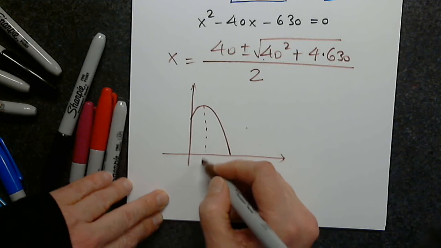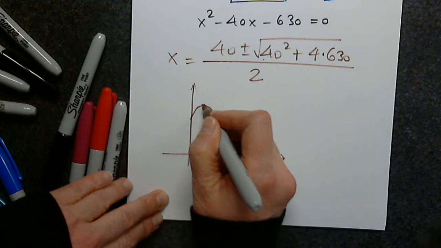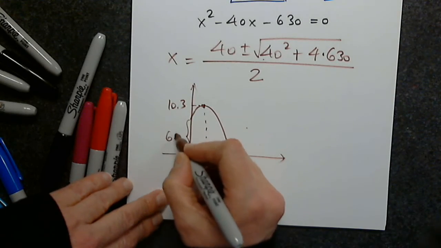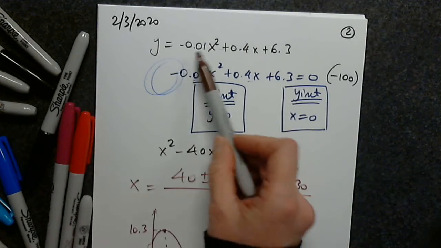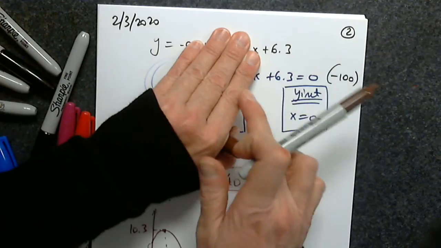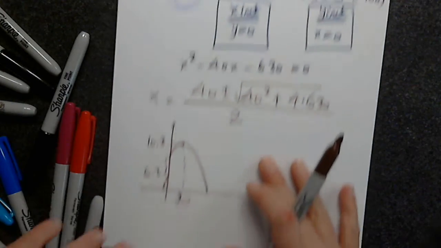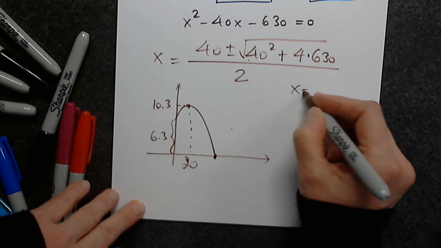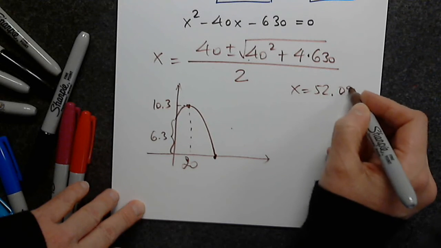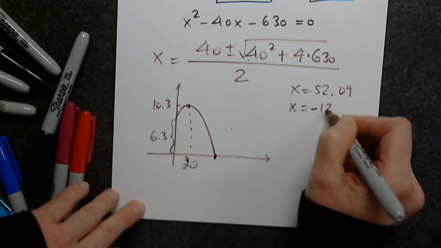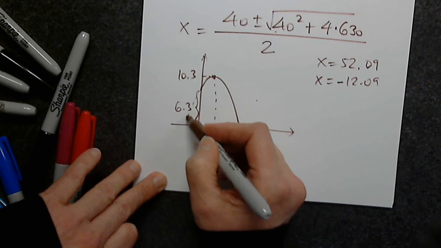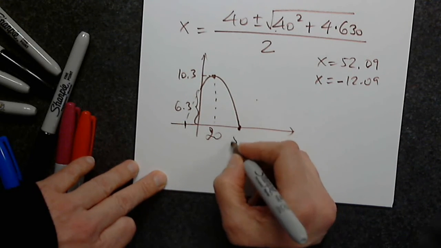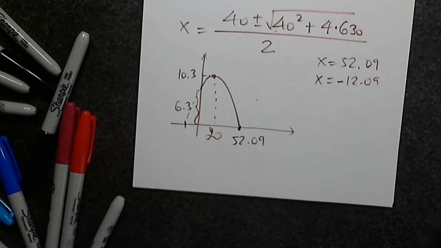And we know that this is at 20. We know that the vertex is at 10.3. We know that the height here is at 6.3 because when x is 0, y is 6.3. And I determined that there are two options: x equals 52.09 and x equals negative 12.09. Negative 12.09 is this. No one cares about it. So this is 52.09, and this is exactly what we're expecting.